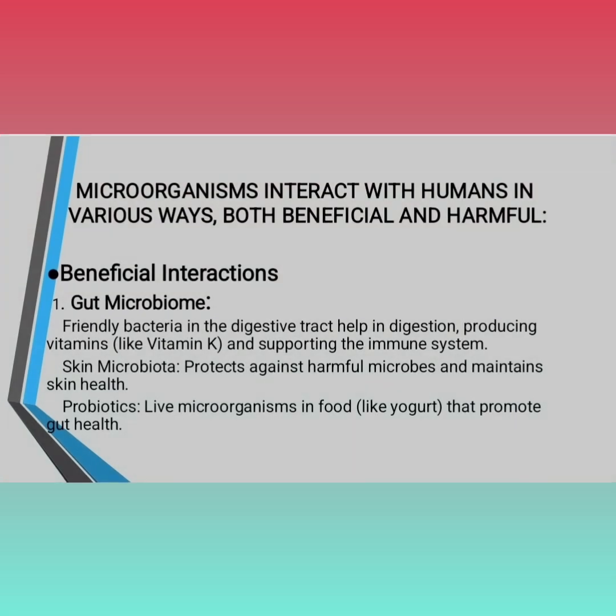Next, we go to discuss the harmful and beneficial microbial interactions with humans. First one is beneficial interaction, also known as the gut microbiome. The gut microbiome helps the digestive process, vitamin production, and supports the immune system. Then skin microbiota protects skin health, and then probiotics, live microorganisms in food that support gut health.